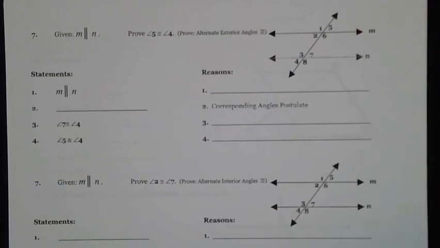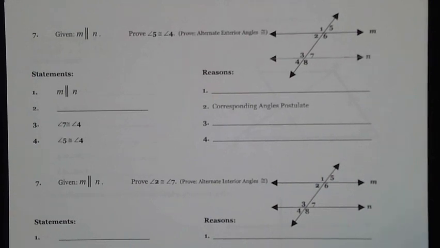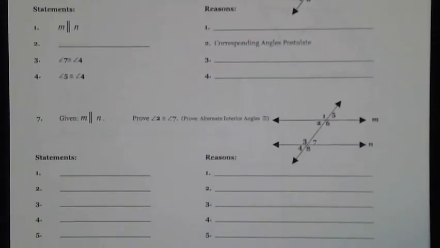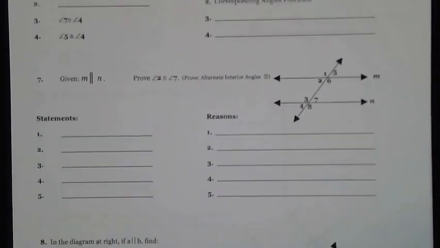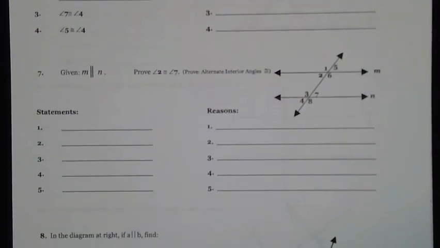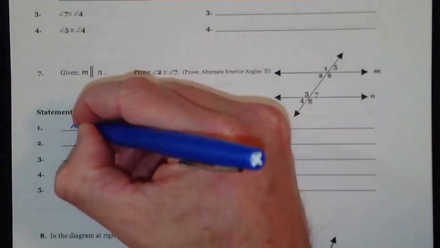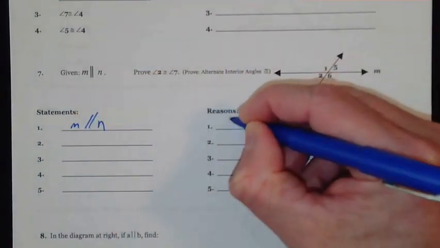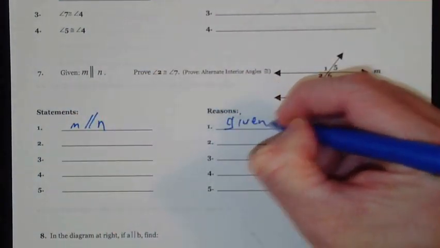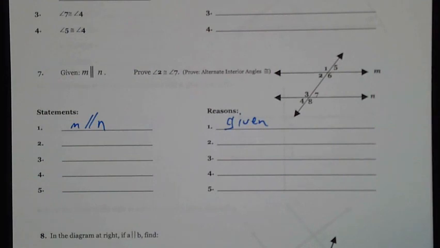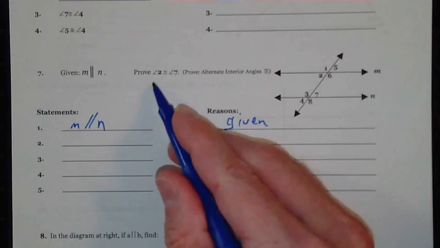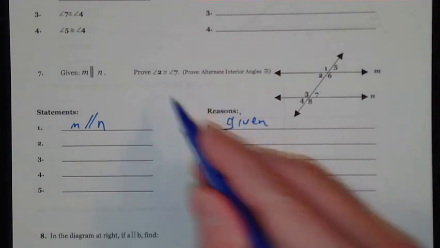Let's see. I'll maybe leave number 7 for you to take a look at because that's filling in more of the blanks. Let's take a look at number 7 and see what we can come up with. First things first, I'm given that M is parallel to N. So I'll write that down as the given information. That should be pretty automatic. And then I'm trying to prove that 2 and 7 are congruent.